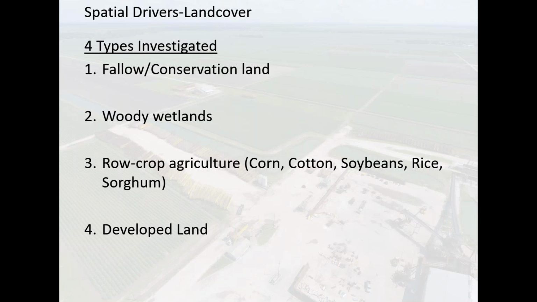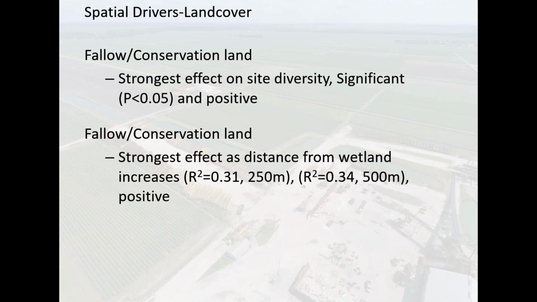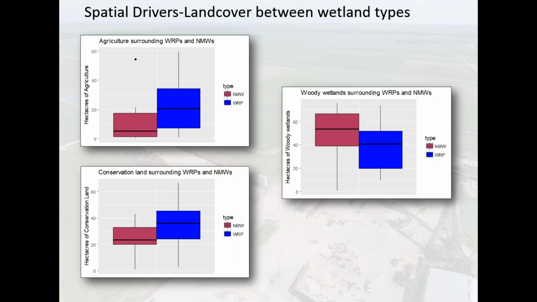And intuitively, we know that the differences in land use and land cover will affect plant assemblages in these systems. And in the Delta, this holds true as well. We looked at four different types of land use and land cover prevalent in the Delta region, and I want to highlight the effects of just one of them, the fallow and conservation land, on assemblage diversity. And what we see is that with fallow and conservation land, increases in the amount of this type of land cover and land use around the wetlands has a strong effect on plant diversity and a positive effect. So the more conservation land you have around these wetlands, the more diverse of a site you get in terms of the plant assemblage present. And we see that this is also correlated with distance, where up to 500 meters outside of the wetland, we see this trend continue.